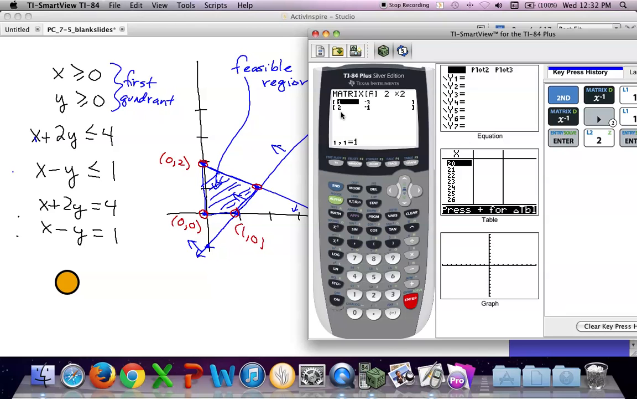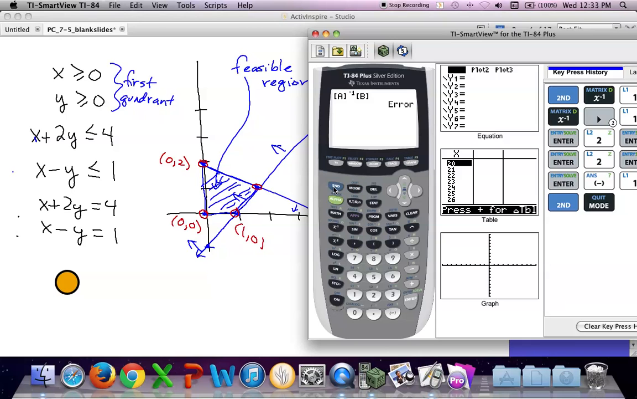Okay, so it gives you 4 places to fill in the coefficients, which are 1, 2, 1, negative 1. Okay, now we need to fill in a matrix which represents the right-hand side, 4, 1. So go back to second matrix, edit, 2. Right, this matrix is 2 by 1.